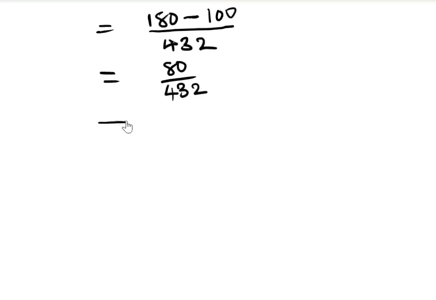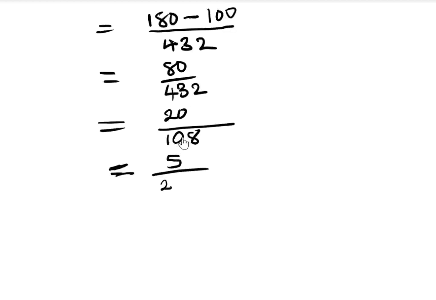Let's simplify further again. 4 can divide 80 to be 20, and 4 can divide 432: 4 into 43 is 10 remainder 3, then add 3 to this, which is 32, divided by 4 is 8, so that is 108. And we can simplify further again. 4 can divide 20 to be 5, and 4 can divide 108: 4 into 10 is 2 remainder 2, add 2 to this, that is 28, and 28 divided by 4 will be 7.